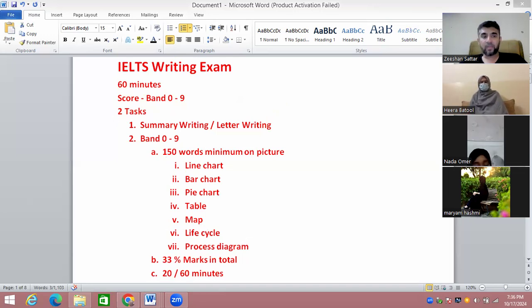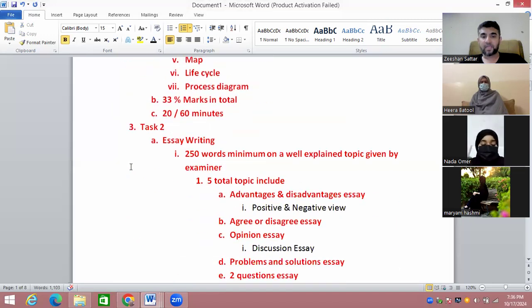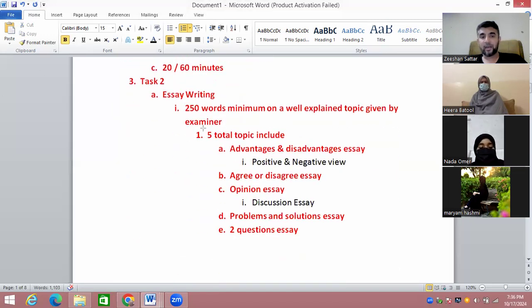When we talk about task number 2 of the IELTS writing exam, it is known as essay writing. In essay writing, students have to write an essay of about 250 words, or more like 300 plus, on a well-explained topic given by the examiner. This topic can be on advantage or disadvantage, agree or disagree, opinion, problem and solution, or two questions.